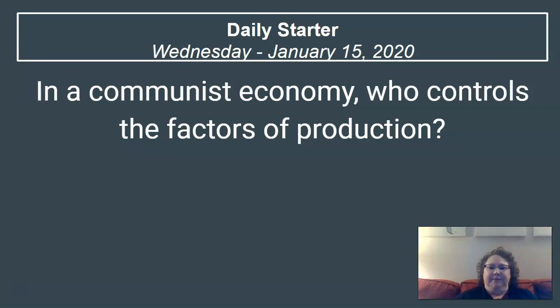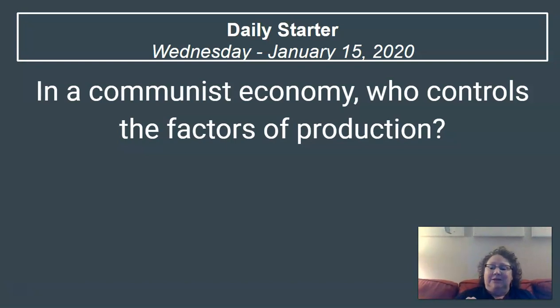So go ahead and pause me and then write down your question and look up the answer. It'll be in your notes from the previous class. Now that you've written the question down, there's really only two choices for answers. It says, who controls the factors of production? So the factors of production are land, labor, and capital. And in any economic system, who controls those factors of production tells us what kind of economy they have. So your two choices are, do individuals control them or does the government control them?